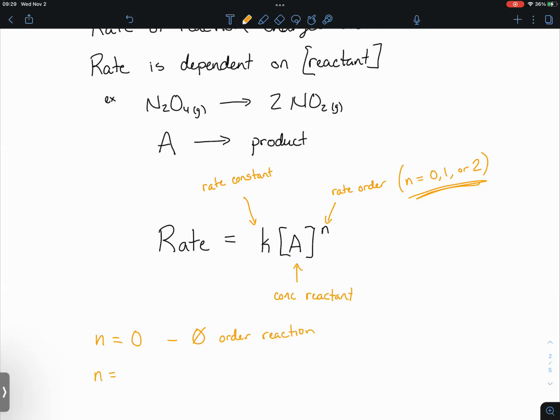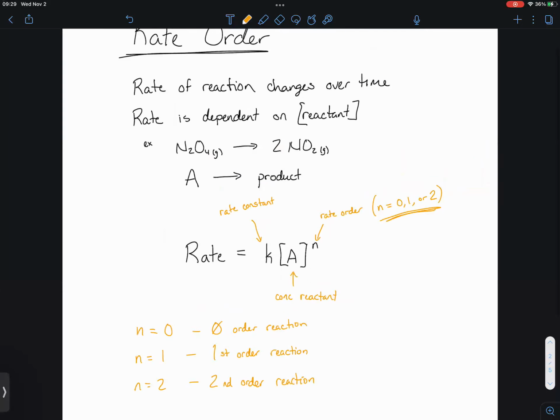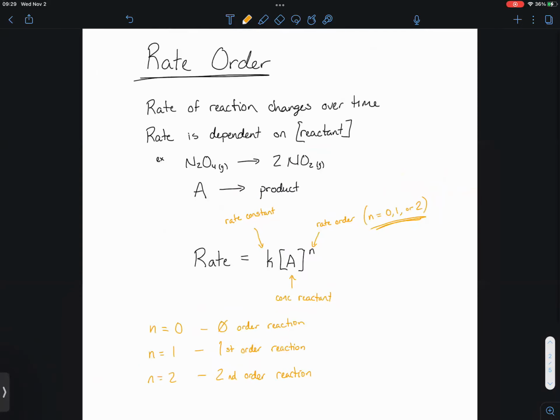If n equals 1, that's what we call a first order reaction. And if n equals 2, that's what we call a second order reaction. The reaction order does tell you some interesting information about the reaction itself, but we're going to have to lay some groundwork and learn a few things before we can really convert that information into something useful about what's going down in this reaction.